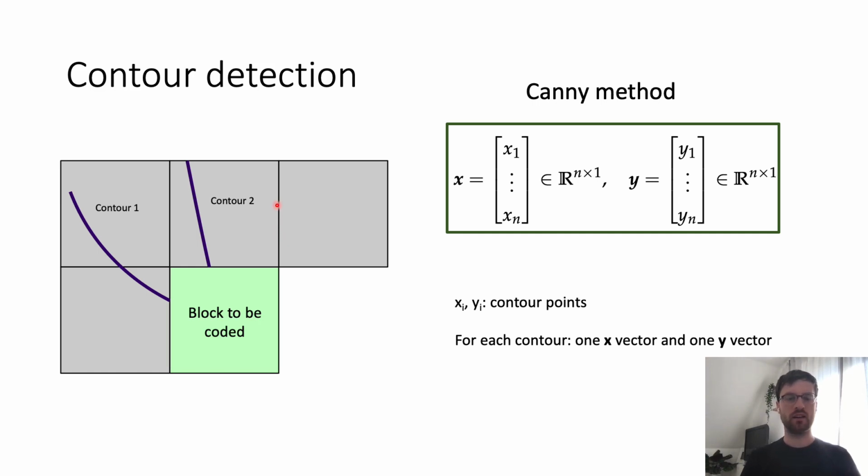I start by detecting all contours in the reference area. In the image on the left, green is the block to be coded, and there are two contours which are detected using the Canny method. Contours which do not hit the block to be coded are omitted. As a result of the Canny method, and after some processing afterwards, I have for each contour two vectors: one vector with all the x values of the contour and another vector with all the y values of the contour.